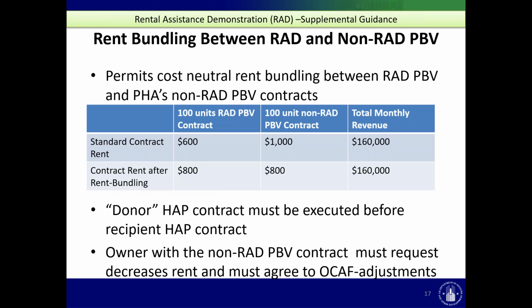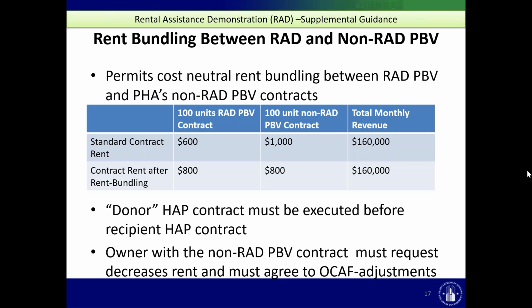Okay, we'll move on to the remaining items in the supplemental notice. The supplemental notice permits rent bundling between RAD and non-RAD project-based vouchers. So as many folks know, public housing properties that can convert can rent bundle between their RAD conversions. And this extends that to non-RAD PBV contracts.